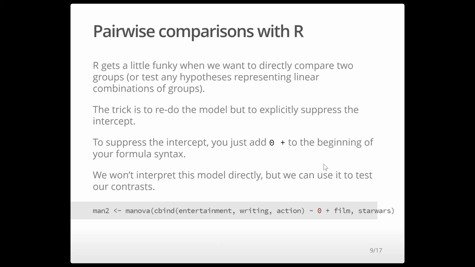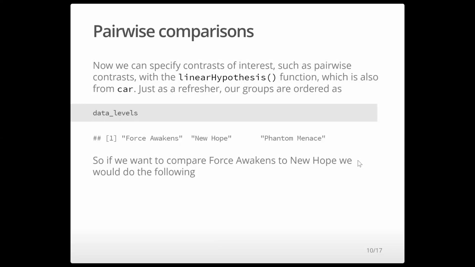We don't want to interpret this model directly because it would be confusing to interpret the actual results of this model, but we can use it to test our contrasts. The model we want to interpret is the one that includes the intercept. So now we can specify some linear contrasts for any hypothesis we want to test, including pairwise contrast, with this linear hypothesis function, which is also from the car package.